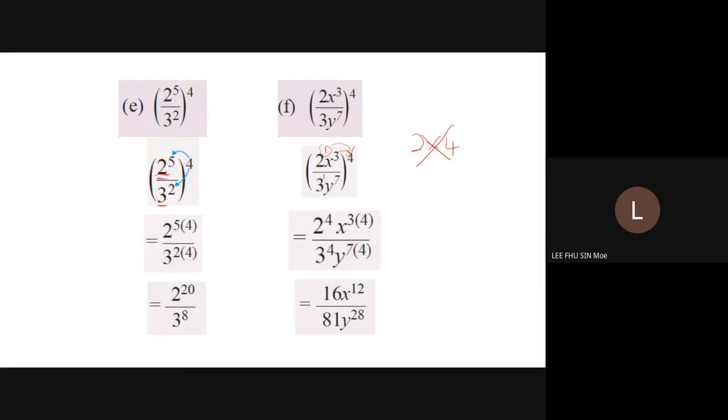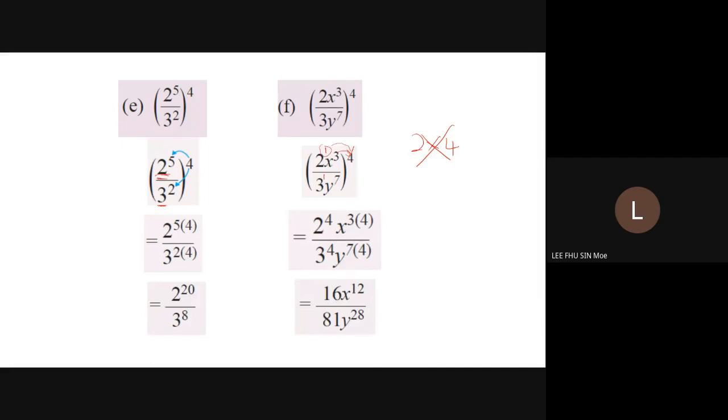To the power of 4. You see? Because why 4? Because 1 times 4 become 4. And then 3 also have to times 4. And then this one also the same thing. This one is 3 to the power of 1, right? 1 has to times 4, become 4. 7 has to times 4, become 28 later on.